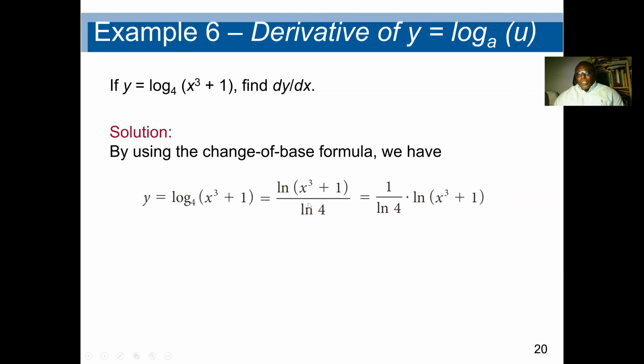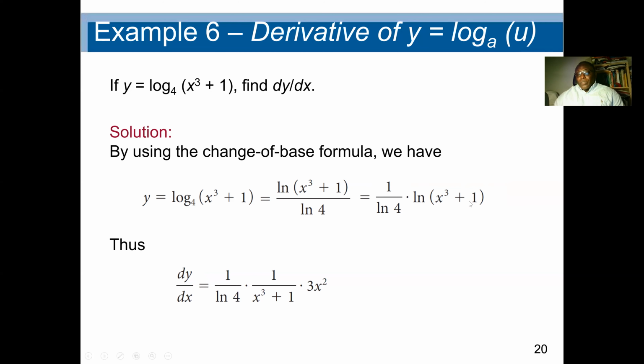We have 1 over natural log 4 times natural log of x cubed plus 1. Then from here, we can find the derivative. So dy/dx will give me 1 over natural log 4 times, again, here we have a natural log. Because 1 over natural log 4 is a constant value, we know natural log 4 will give us a value.